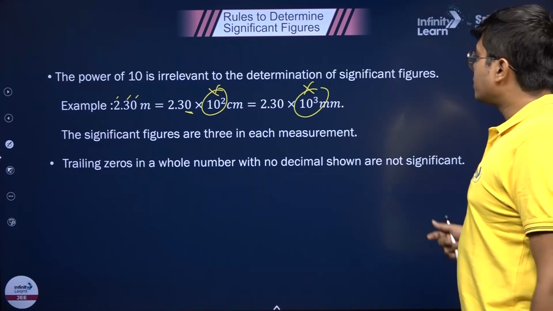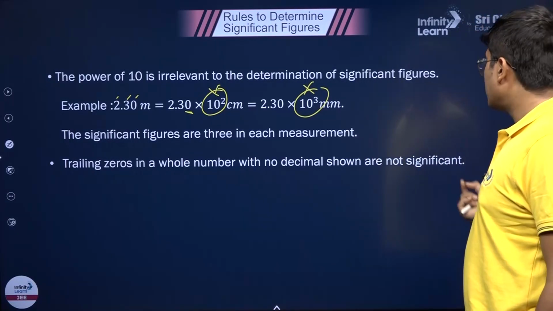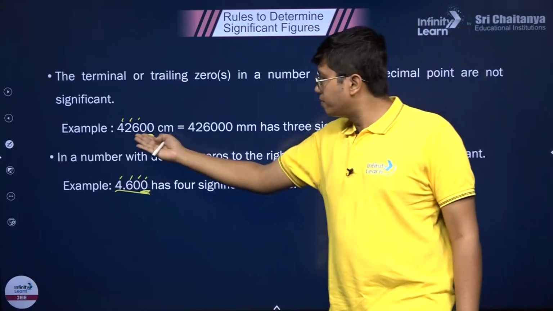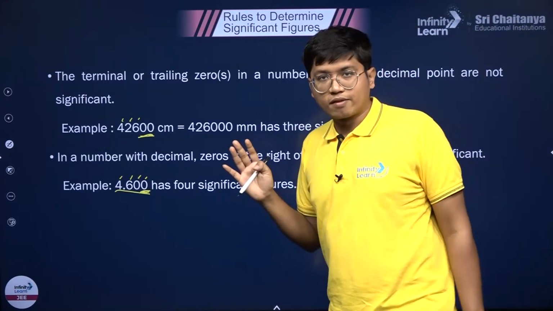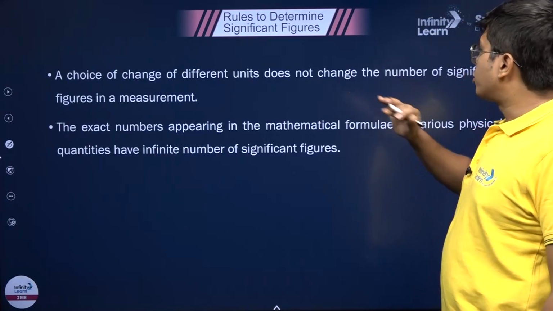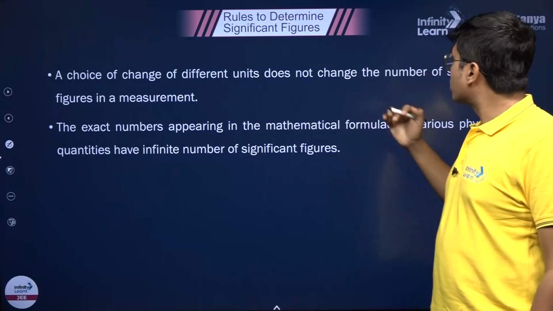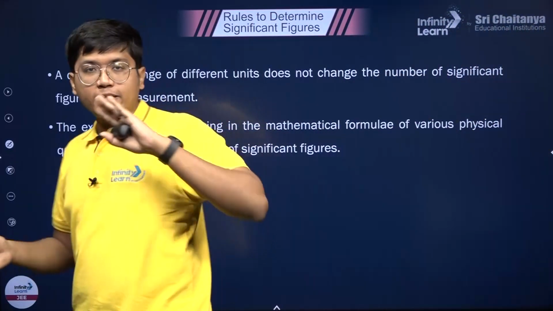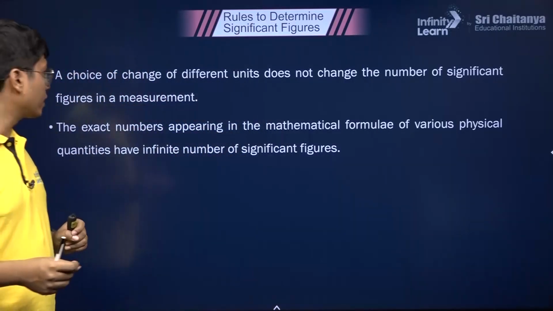Over here, trailing zeros in a whole number with no decimal shown are not significant. So like we just said, if there is no decimal, trailing zeros are insignificant. Okay. Now, a change of different units does not change the number of significant figures. Like we just saw, going from meter to centimeter to millimeter does not change the number of significant figures.